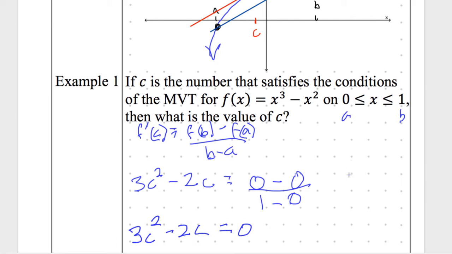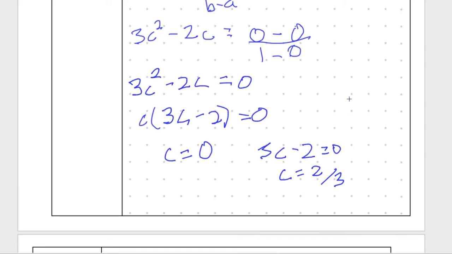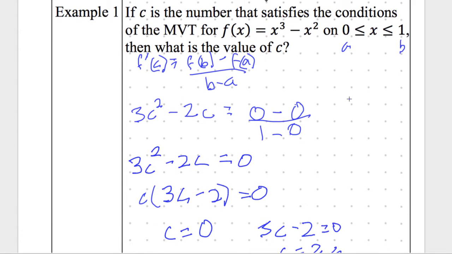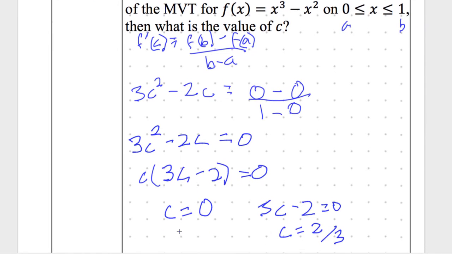Alright, so we need to say if the c satisfies the conditions of the mean value theorem between 0 and 1, what is the value of c? Technically, 0 is an endpoint, and I don't know if we can take the derivative at an endpoint, so let's go ahead and exclude that answer. We need somewhere in that interval. Even though it has a less than or equal to here, this is still the derivative at 0, and the derivative doesn't exist at endpoints. So our correct answer is c is equal to 2/3.